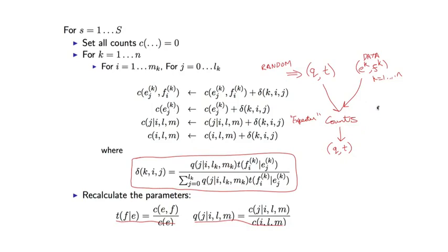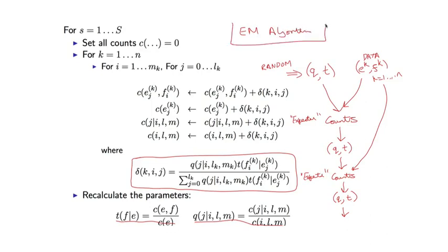And then at the second iteration, we repeat this. So again, we have two inputs. We have our data together with our current parameters. We calculate our expected counts. And from those expected counts, we re-estimate Q and T, and we just keep going with this process. And this is referred to as the EM algorithm, or at least this is an instance of the EM algorithm applied to these IBM translation models.